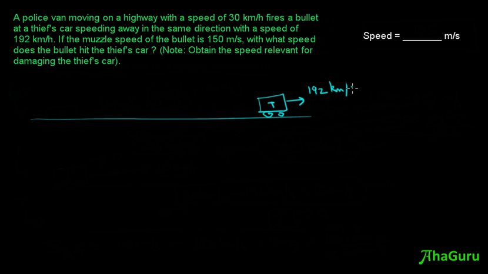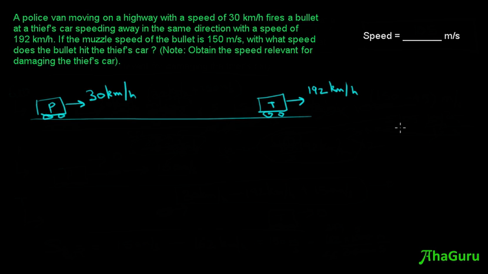kilometers per hour this way, and at the same time there is a police car that is traveling behind and this car is moving with a speed of 30 kilometers per hour in the same direction, and then this police car shoots a bullet at 150 meters per second. Now before we proceed, the first thing that we must do is to convert all quantities to meters per second.